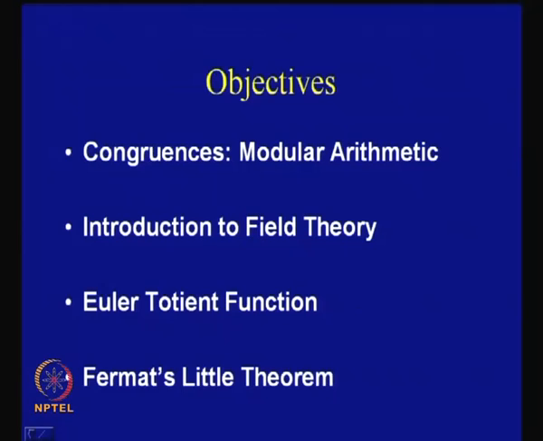So, the objective of this talk shall be congruences, modular arithmetic, introduction to field theory, the Euler totient function, and Fermat's little theorem. One of them is congruences, which is modular arithmetic, very important to understand the field of cryptology. Then we shall define what is meant by a mathematical field, which is a central idea to the study. Then we discuss a particular function called the Euler totient function, a very popular and useful parameter, and conclude the talk with a discussion on Fermat's little theorem. So, we will actually be discussing Fermat-Euler's theorem.